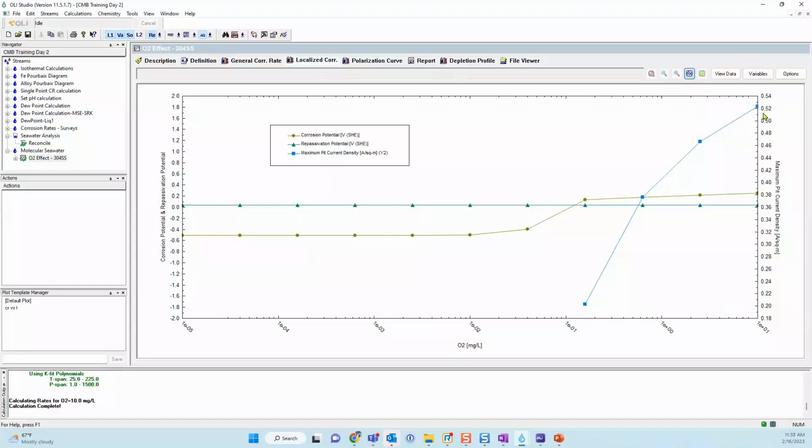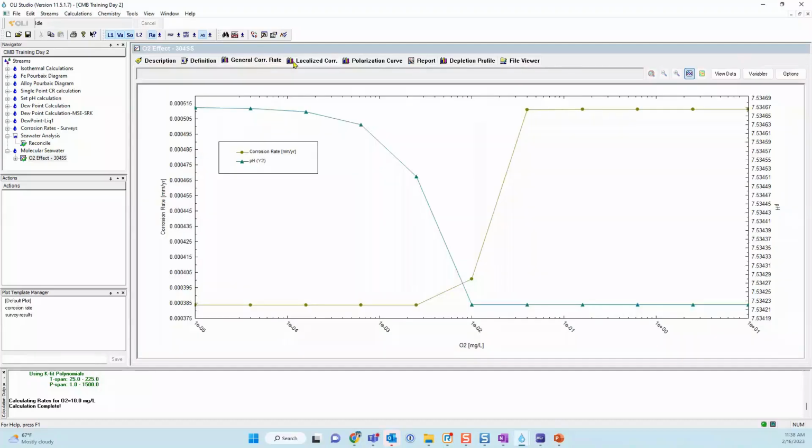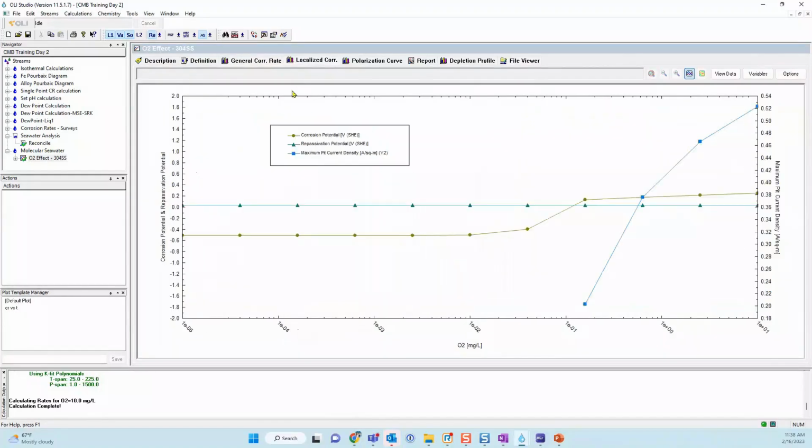It's going to have detrimental effects on your metallic surface. So again, you always couple this general corrosion rate behavior with the localized corrosion results to get a bigger picture of what's happening with the material from a corrosion point of view.